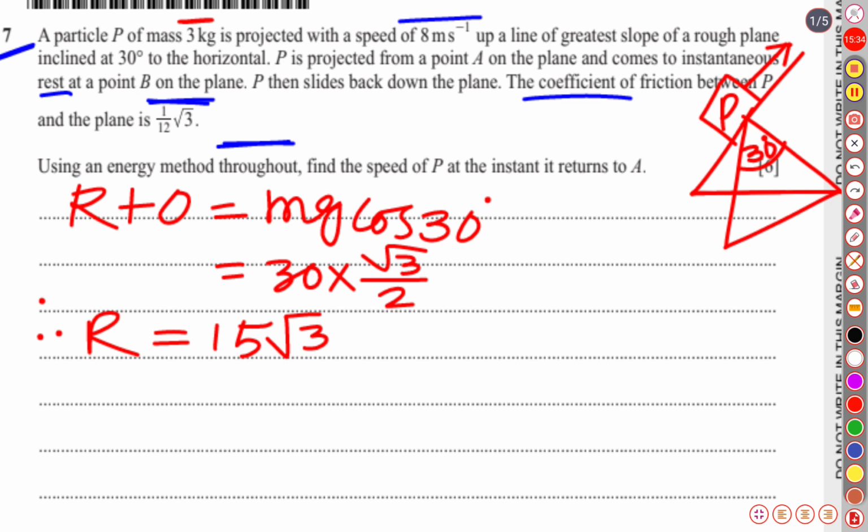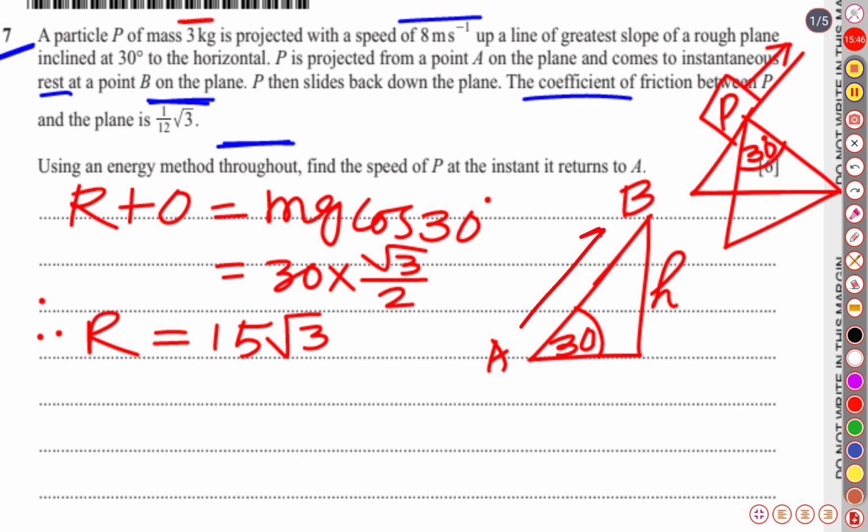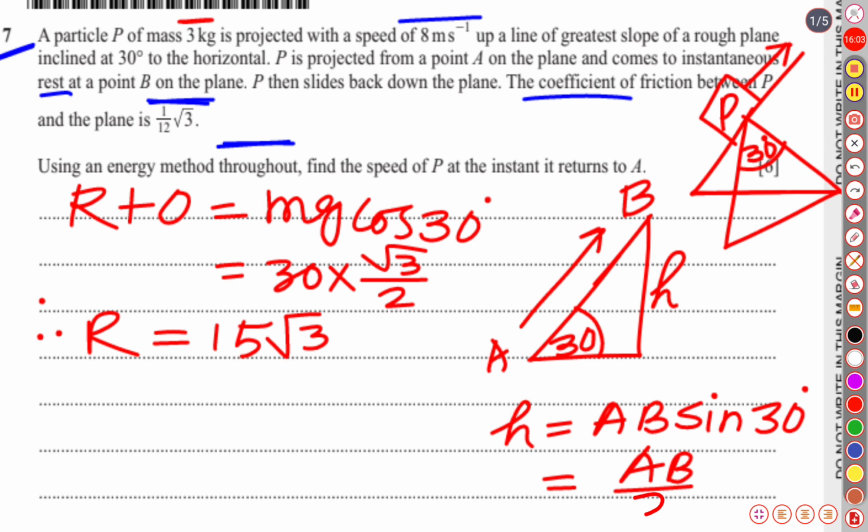So as it is moving up, from this diagram we can see that the particle was projected from A and it reached B. Okay, so our height is h equal to AB sine 30 degrees. Sine 30 is half, so AB over 2 is the height. That means the final height of the particle P.